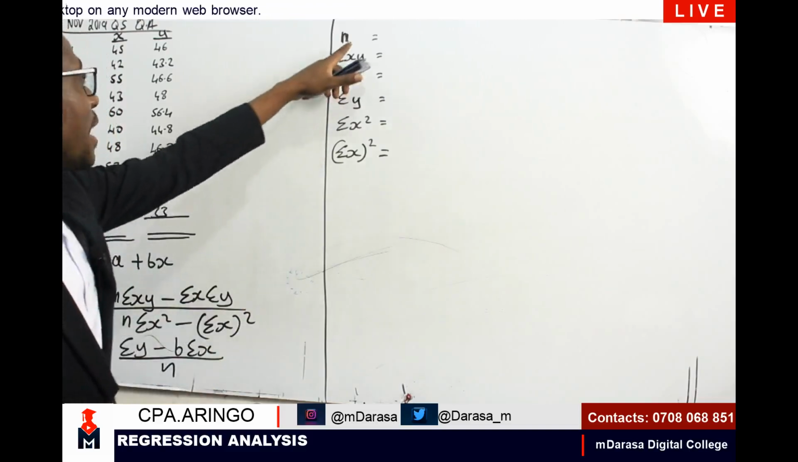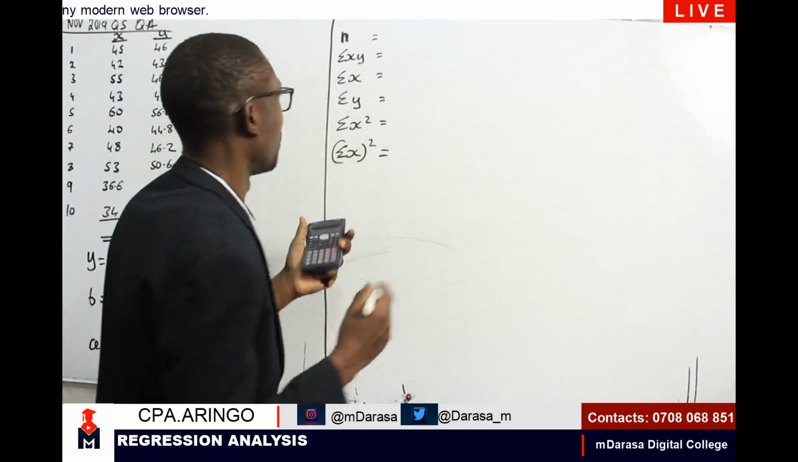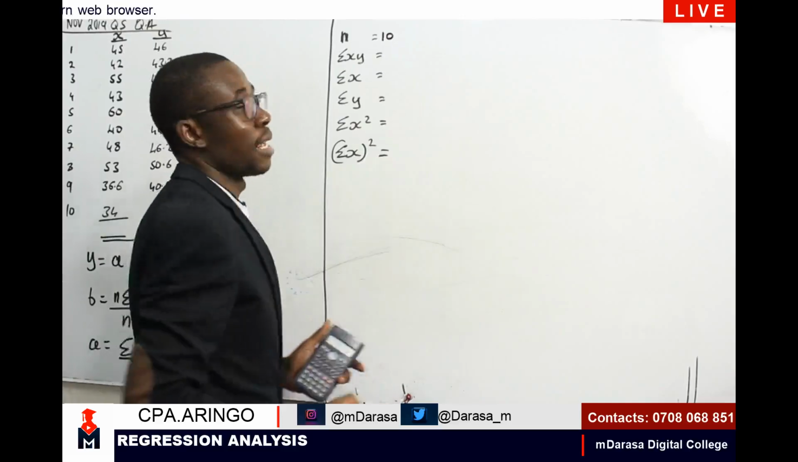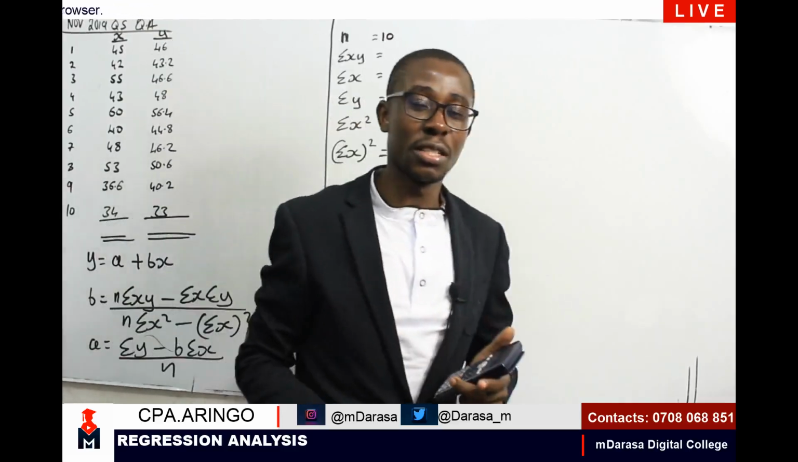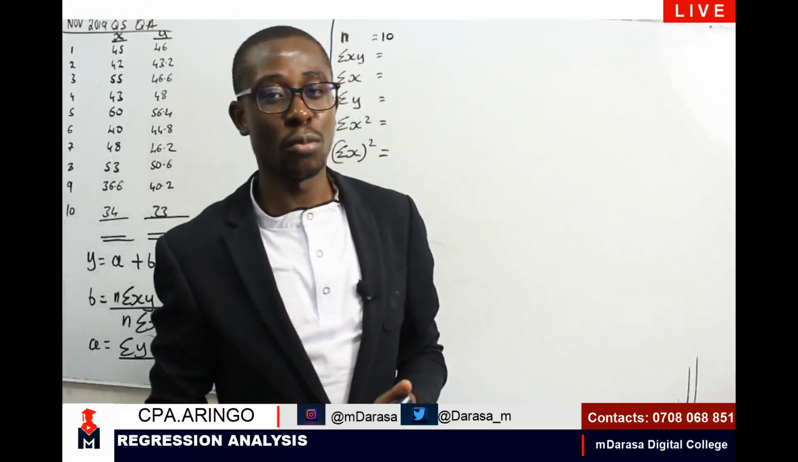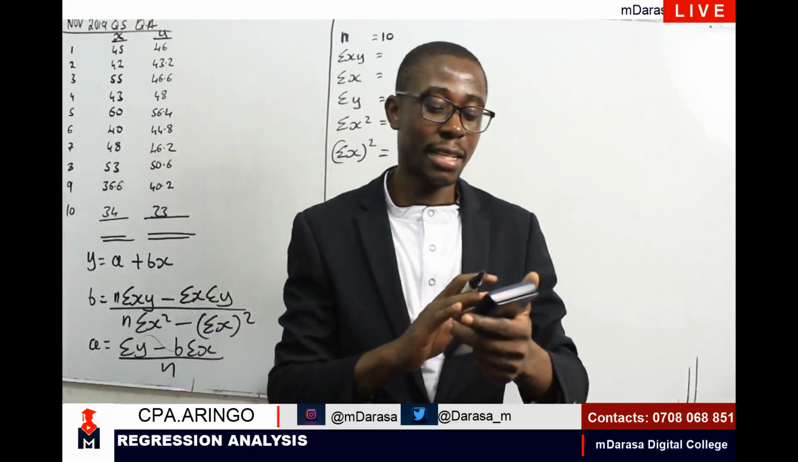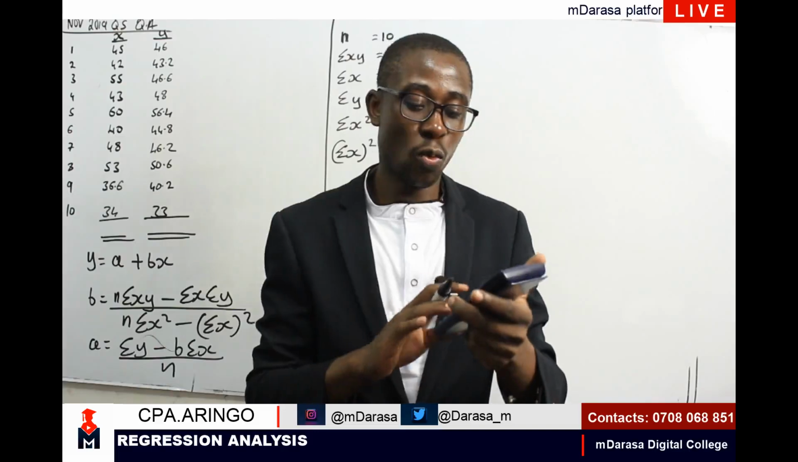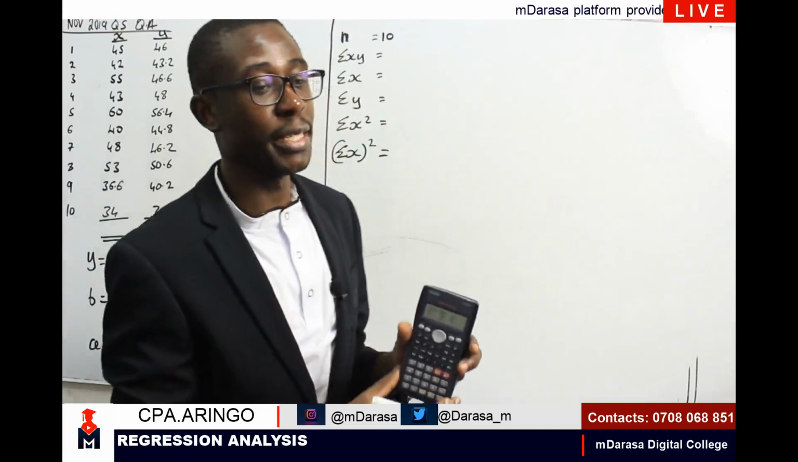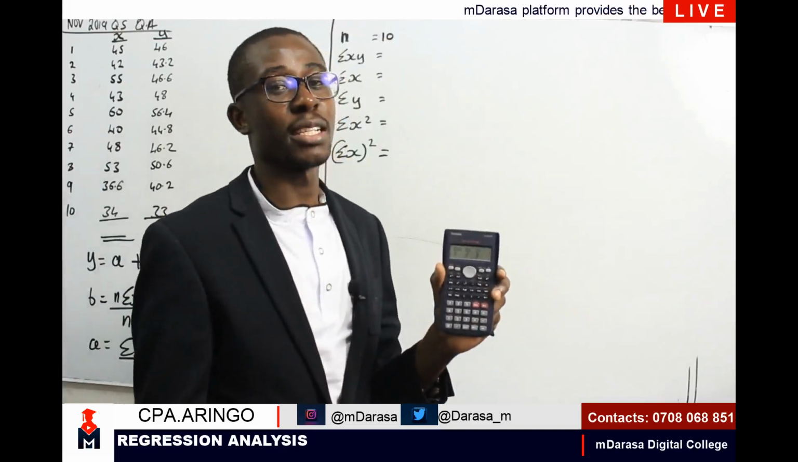So I'm having n, clearly you can see here, 10. I am interested with these variables of ours. How will we determine these variables? What you need to do, just click Shift, then 1. It will indicate such values.